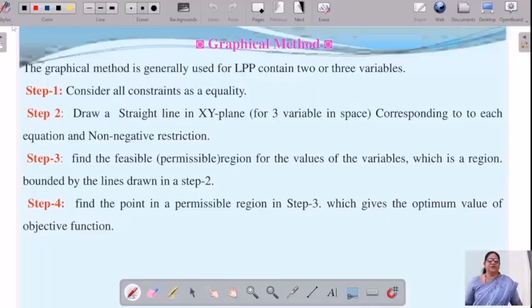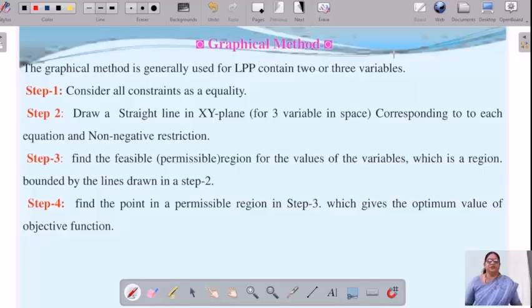Dear student, in the previous lecture we discussed the linear programming problem, its mathematical formulation as well as the matrix representation of LPP, and how to form the linear programming model and the basic definitions required to form the linear programming problem. In this lecture, we will discuss the solution of linear programming problem by using the graphical method.